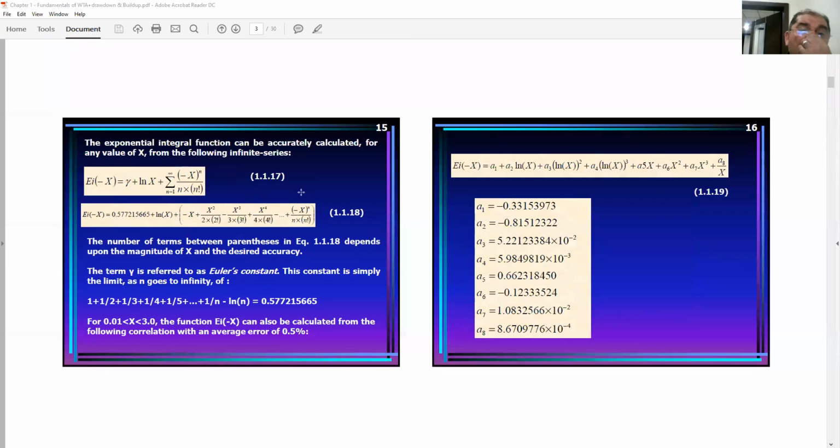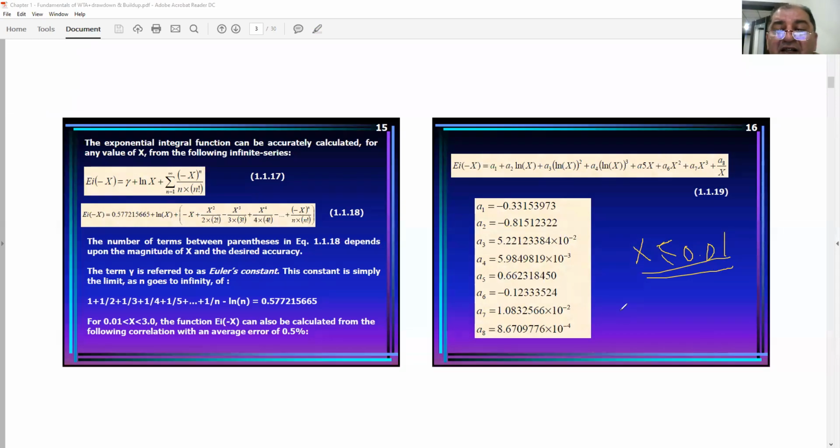Now, for the EI function, we have three solutions. Give me your attention, please. We have three solutions to the EI function. One of them is when x is less than or equal to 0.01. See, this is the most important one. When x is less than 0.01. Now, what is x?